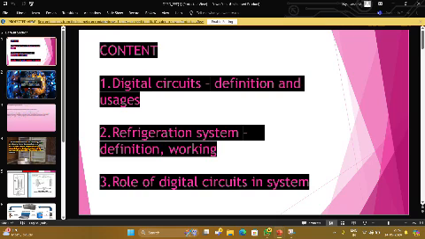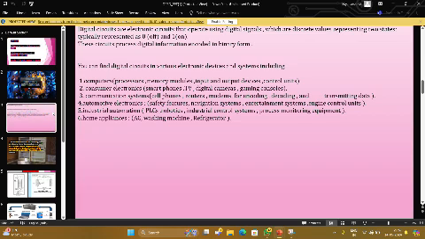So, without any delay, we have digital circuits. Digital circuits are electronic circuits that operate using digital signals, which are discrete values representing two states, typically 0 and 1. Usually we represent 0 as an off condition and 1 as an on condition. These circuits process digital information encoded in binary form.